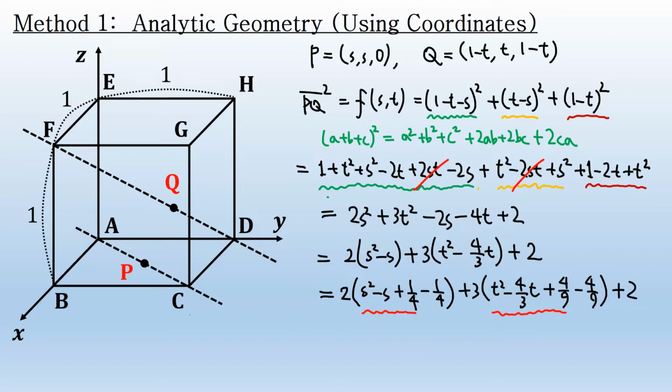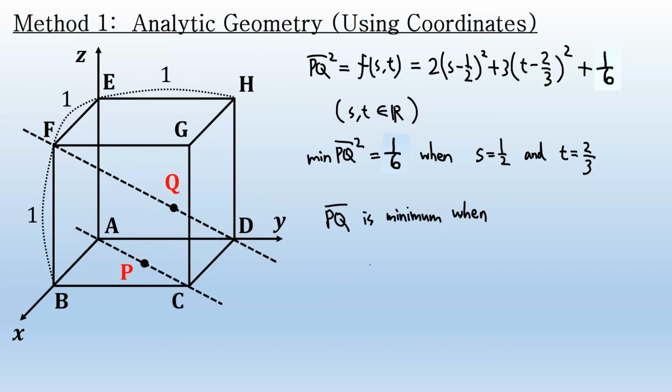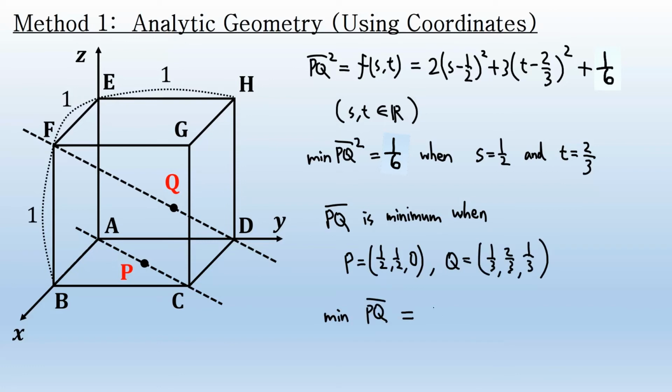So these parts become complete squares. So we have 2 times (s - 1/2)^2 plus 3 times (t - 2/3)^2. And we have to calculate the rest, which gives 1/6. Now since s and t can have any real values, PQ squared is minimum when s equals 1/2 and t equals 2/3. This means that distance PQ is minimum when coordinates of P and Q are like these, and the minimum value is square root of 6 over 6. And this is the true distance between skew lines AC and FD in the 3D space.